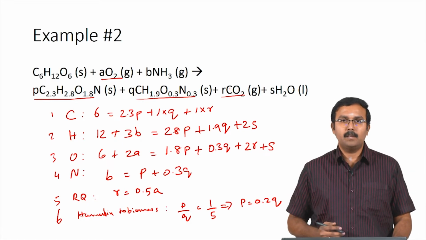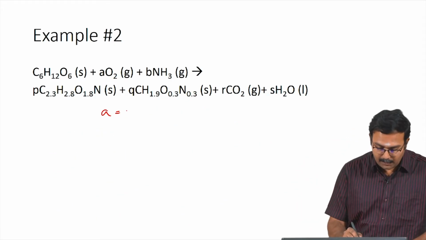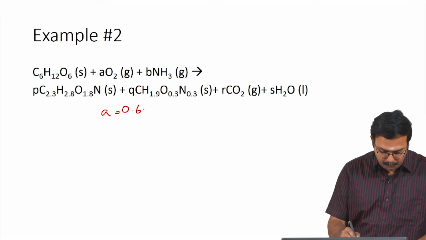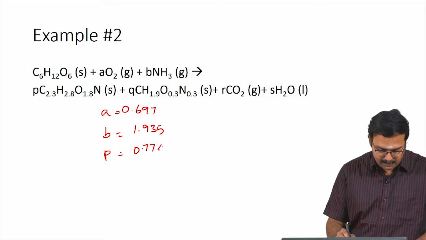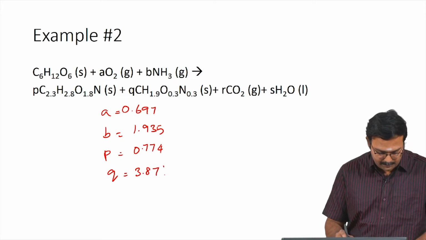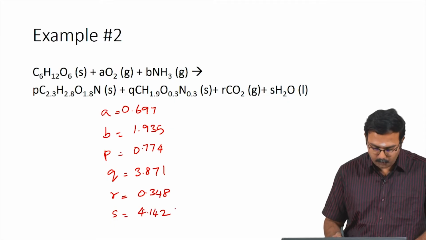Solving these equations simultaneously, we will be able to get the values for these stoichiometric coefficients. When we perform these calculations, we end up with the following answers. A will be equal to 0.697, B will be equal to 1.935, P will be equal to 0.774, Q would be equal to 3.871, R would be equal to 0.348 and S would be equal to 4.142.